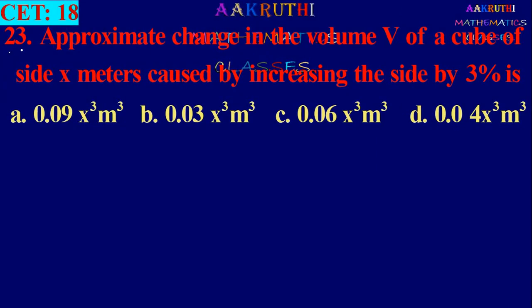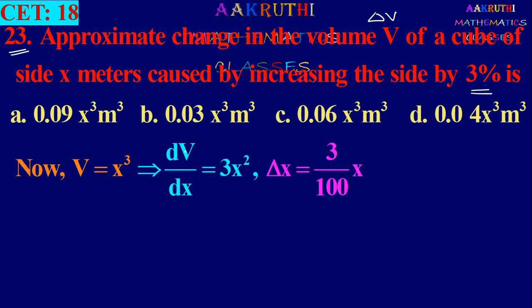So next, question number 23, and it is from CET 2018. Approximate change in the volume V of a cube of side x meters caused by increasing the side by 3% is. So you have to find the approximate change in the volume, that is delta V. We have to find delta V when the side is changing at the rate of 3%. Here the side is increasing at the rate of 3%. So we have the formula, volume of cube is x cube, and when we differentiate we get dv by dx equal to 3x square. So v equal to x cube, therefore dv by dx equal to 3x square, and here it is delta x.